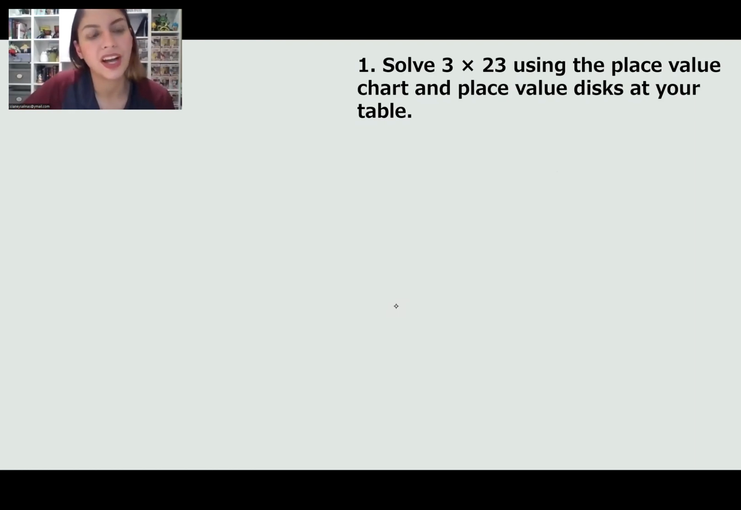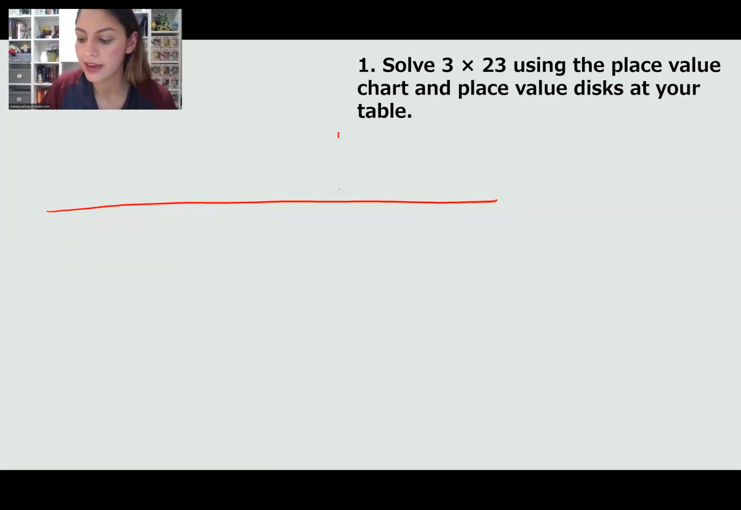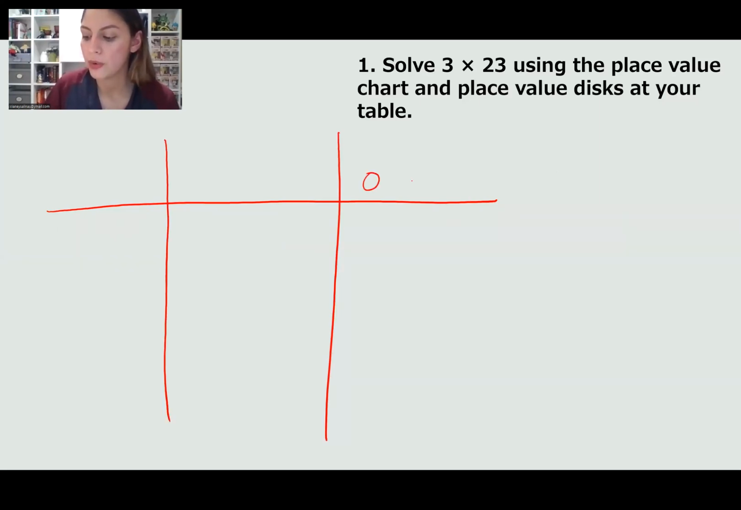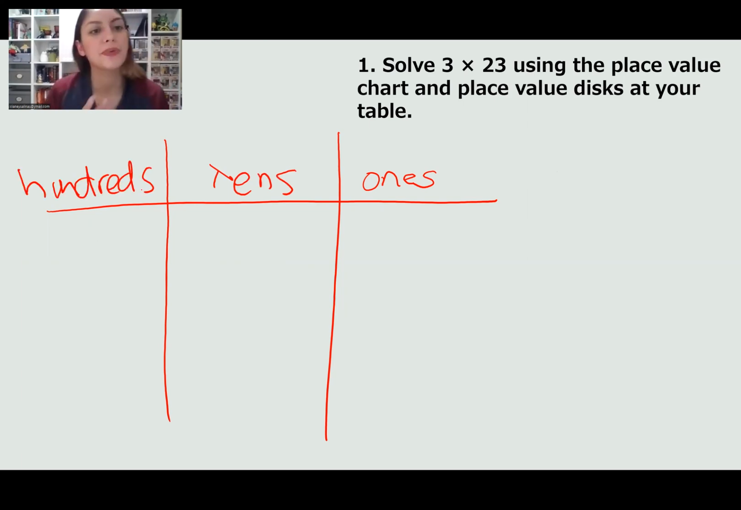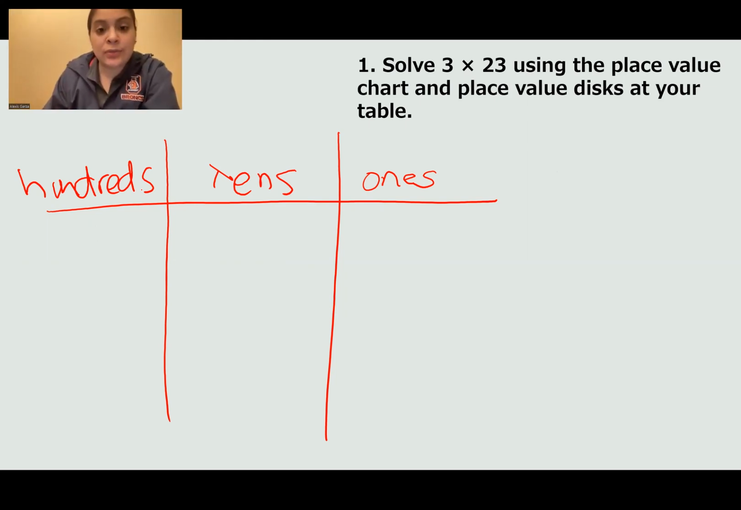All right, number 1 on our handout reads: solve 3 times 23 using the place value chart and place value discs at your table. Go ahead and grab your place value chart and your discs. I'm going to write my place value chart. We're going to start with our ones, our tens, and our hundreds. So we need to find the product of 3 groups of 23. What is the unit form of 23? It would be 2 tens and 3 ones.